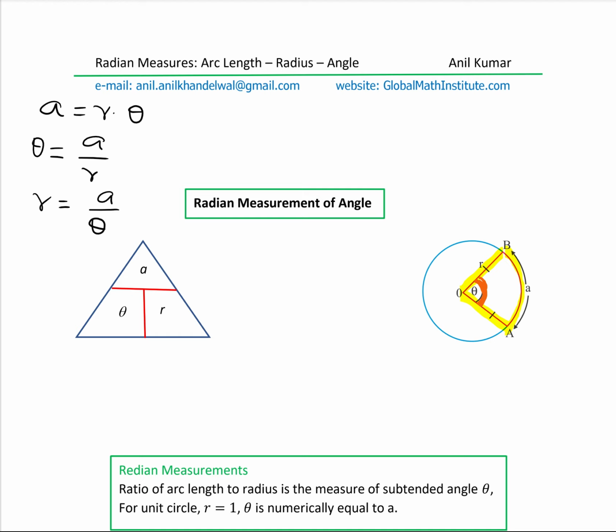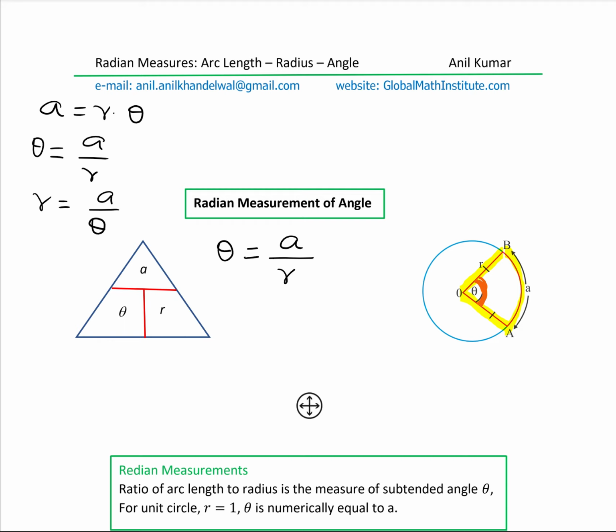We say that arc length is directly proportional to the subtended angle theta or the radius. So if I increase the radius, in that case the arc length will increase, and if I increase the angle theta, the arc length will increase, right? That is how we get this particular relation. Now we'll explore further the relation between the angle theta, arc length A, and the radius r.